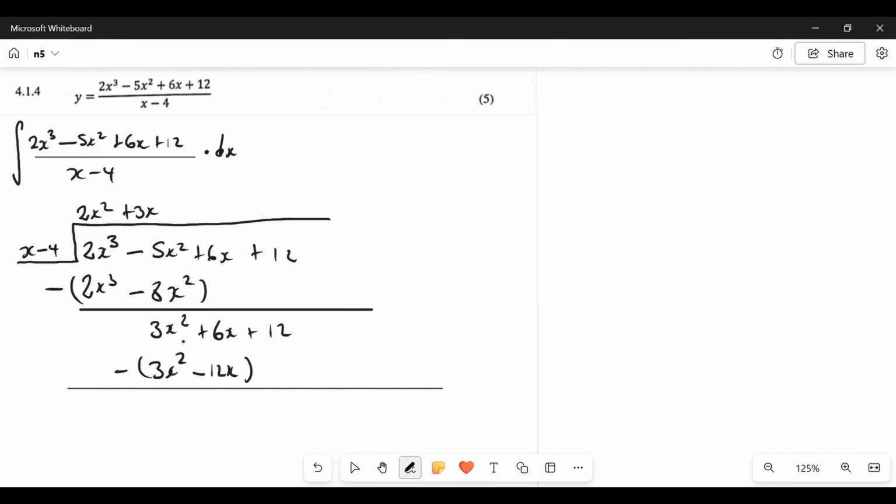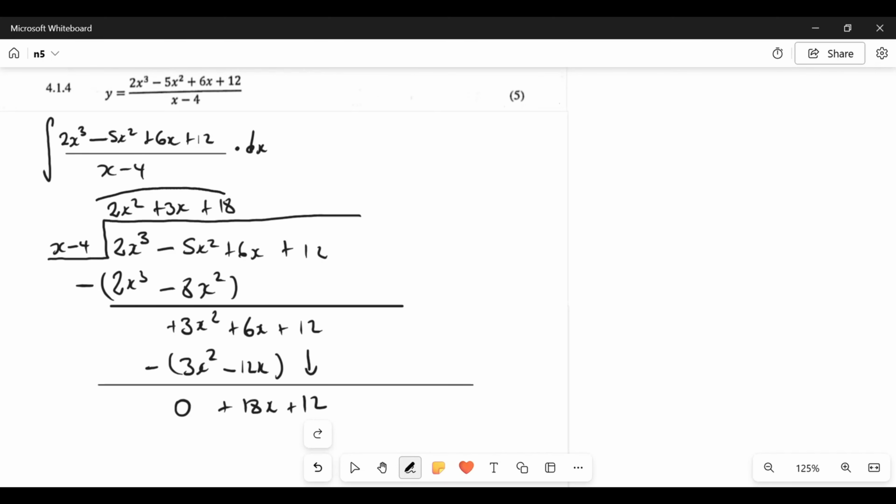Right. So if we change the sign here, this negative 3x squared and that positive 3x squared, they're going to give you 0. So if you multiply by this negative, 12x is going to become positive 12x plus 6x. That is going to give us plus 18x. Then we drop this 12. There we go. So we have the following now. So the next step here, we're going to divide this 18x by x there. And then we're going to have plus 18.